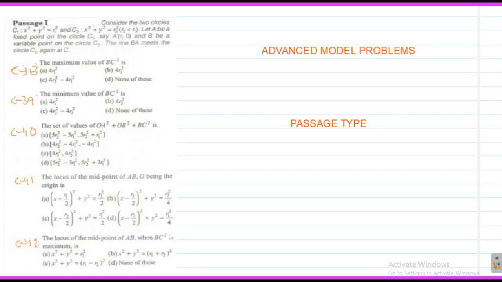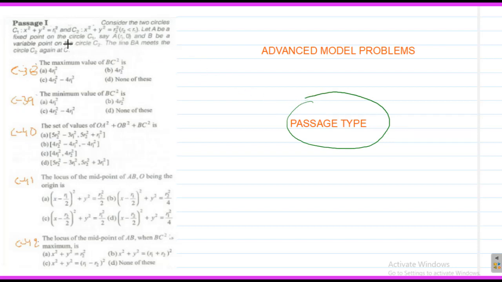Good morning, students. This is the seventh part of problems in circles. Today also I am going to explain advanced model problems. Today's category is passage type questions. Here one passage is given.